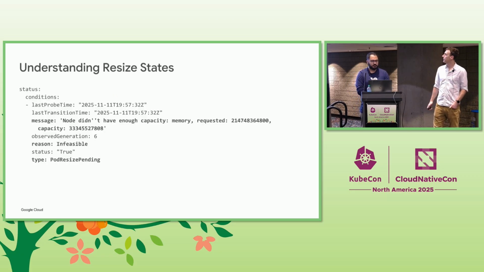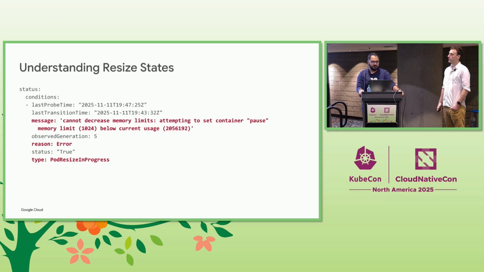So let's just look at a couple examples of those. Here's an example of an infeasible resize. So we can see, again, the condition type is pending. The reason is infeasible, and there's a message here explaining that you're requesting more memory than the total node capacity.